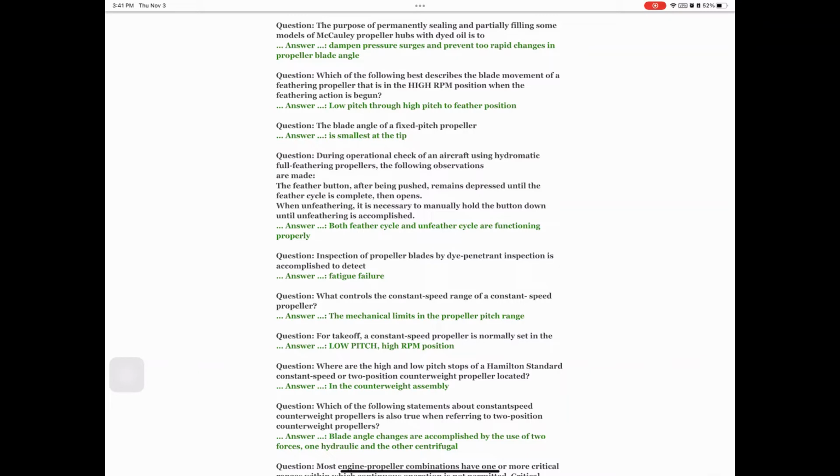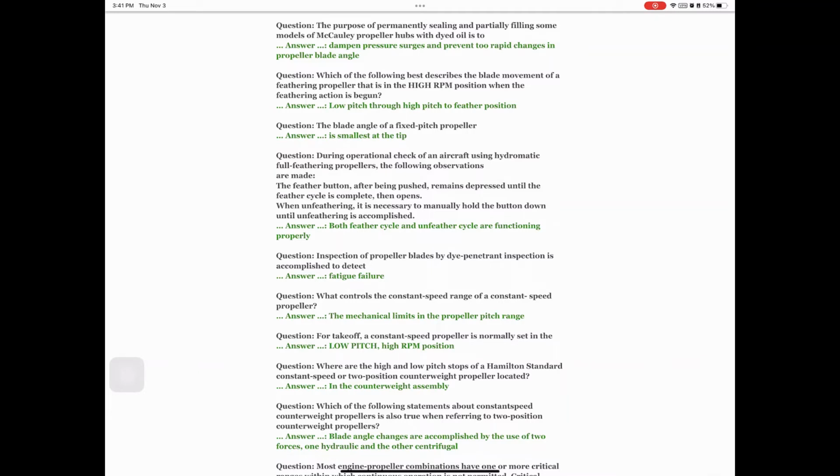When unfeathering, it is necessary to manually hold the button down until unfeathering is accomplished. Answer: both feather cycle and unfeather cycle are functioning properly. Question: inspection of propeller blades by dye-penetrant inspection is accomplished to detect? Answer: fatigue failure.